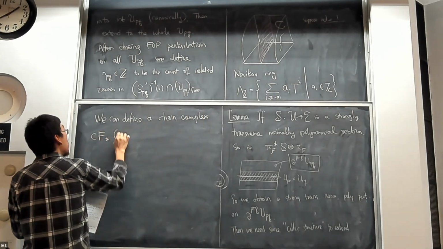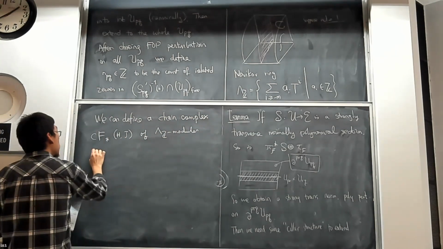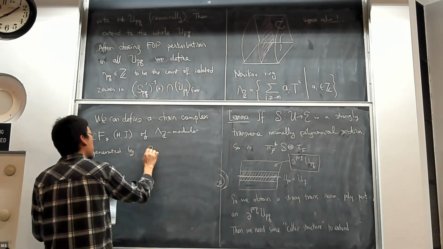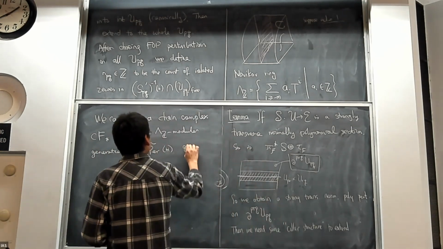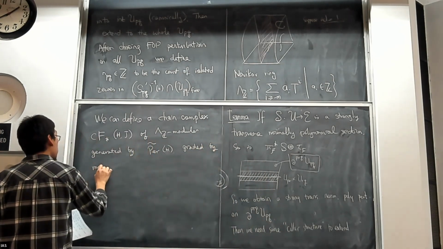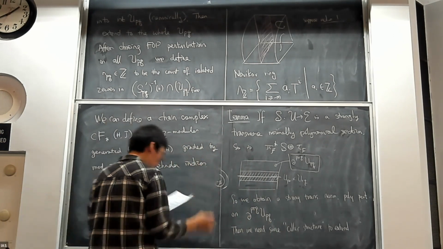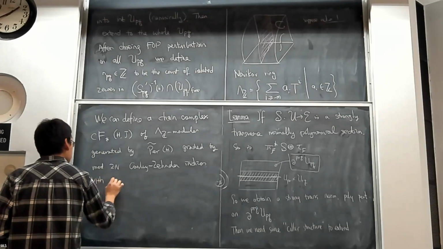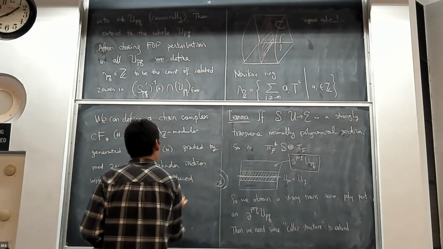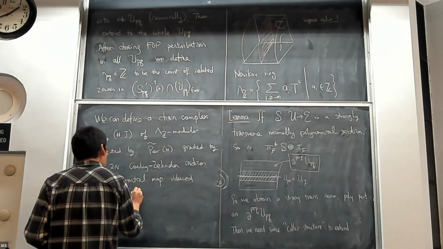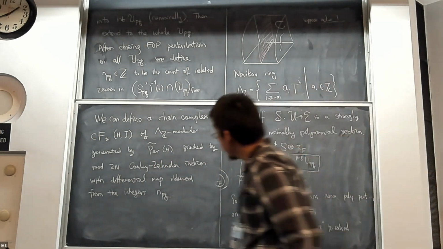We have a module generated by tapped periodic orbits, and graded by mod 2n Conley-Zehnder indices, with differential, using coefficients from the integers. Okay, so then this tells you there is a homology group.